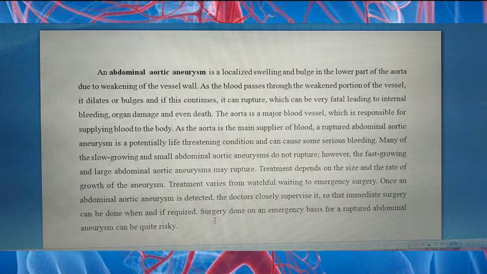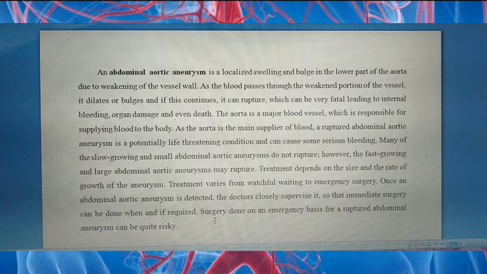The aorta is a major blood vessel which is responsible for supplying blood to the body. As the aorta is the main supplier of blood, a ruptured abdominal aortic aneurysm is a potentially life-threatening condition and can cause some serious bleeding. Many of the slow-growing and small abdominal aortic aneurysms do not rupture. However, the fast-growing and large abdominal aortic aneurysm may rupture.